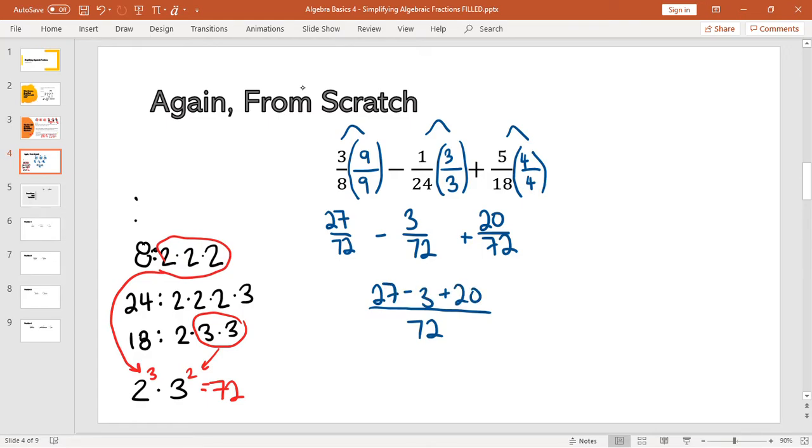And when I do that math, I end up with 44 over 72, which is correct, but both of these numbers are divisible by 4, so kind of doing the opposite. We were going up to find a lowest common denominator and multiplying, but when we're reducing, it's like we're dividing. So I'm going to divide top and bottom by 4 to reduce the fraction, and I end up with 11 over 18, and I cannot reduce that anymore.